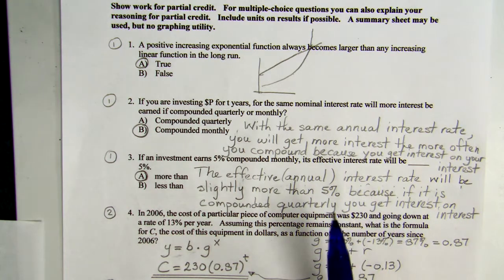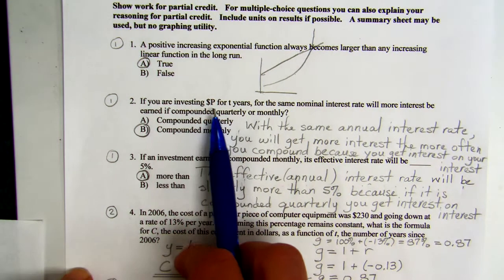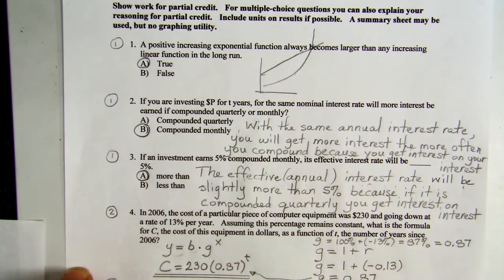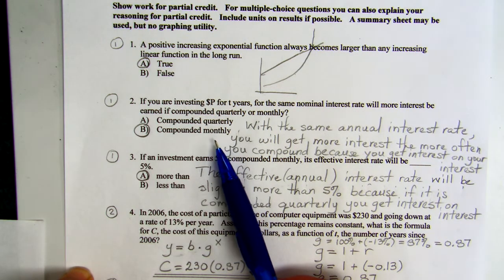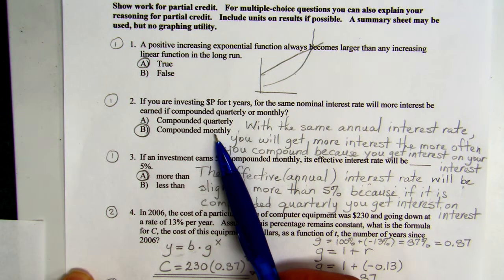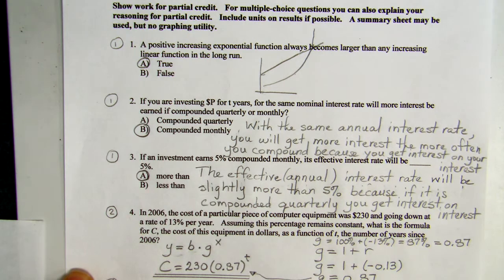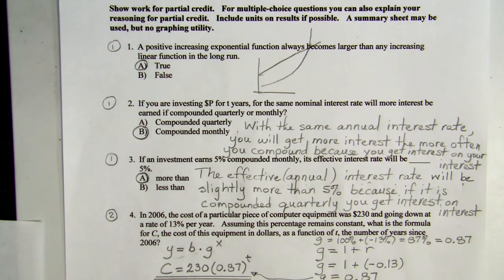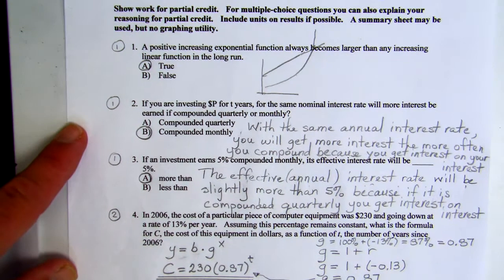It doesn't matter the investment amount or for how long, if you're compounding more often with the same annual interest rate, you're going to get more interest. So you want to compound monthly rather than quarterly on this for the second one.